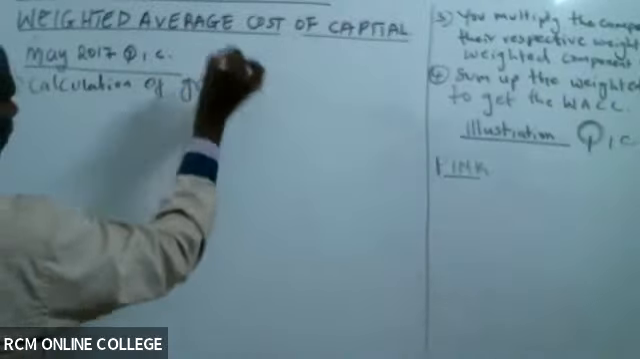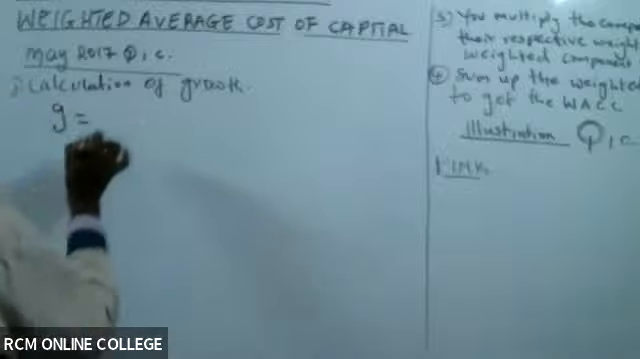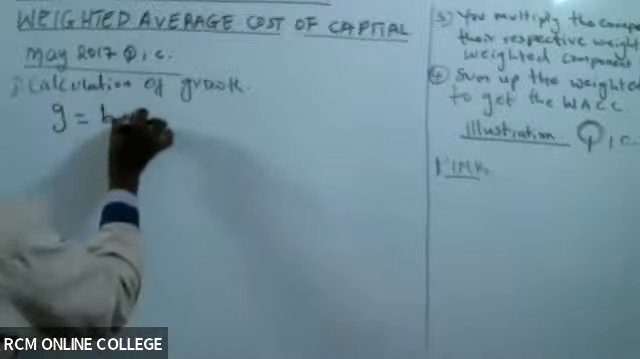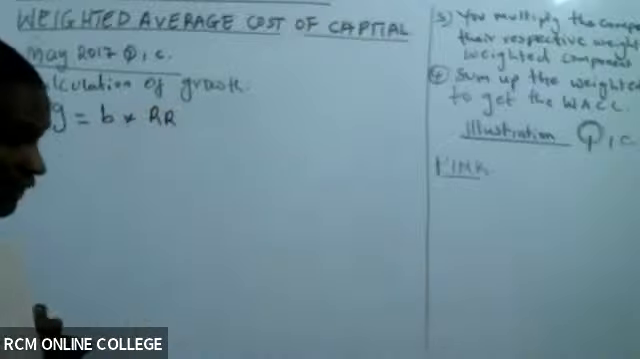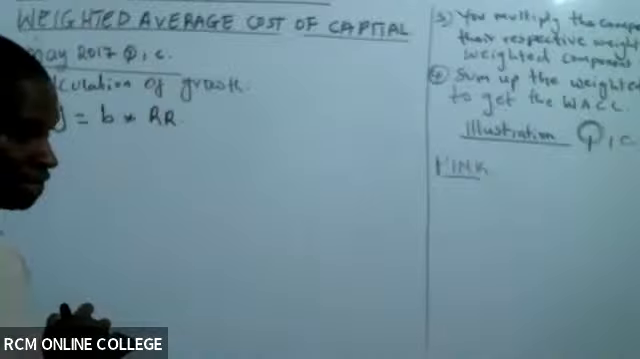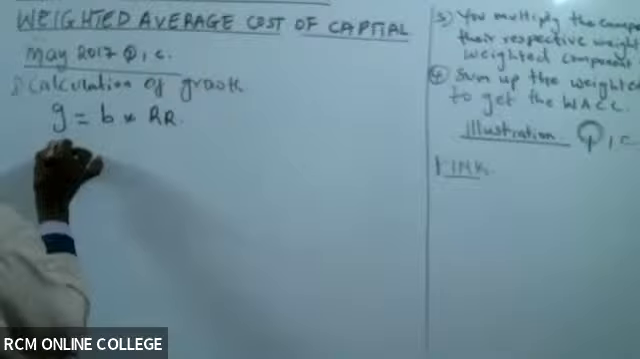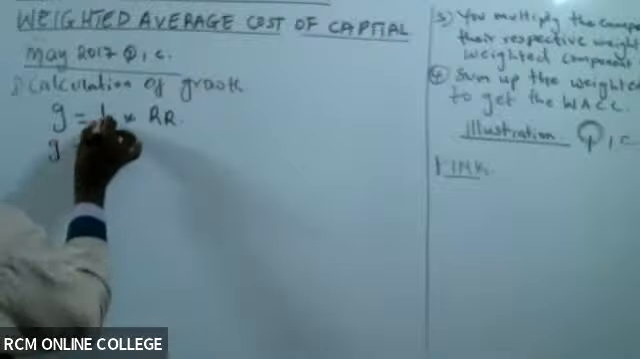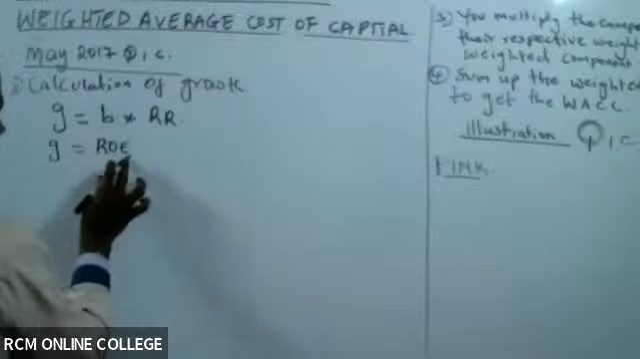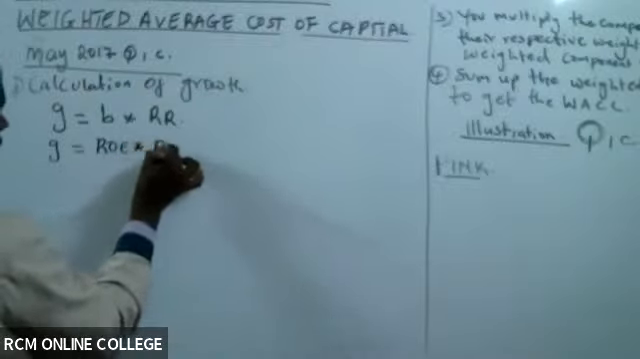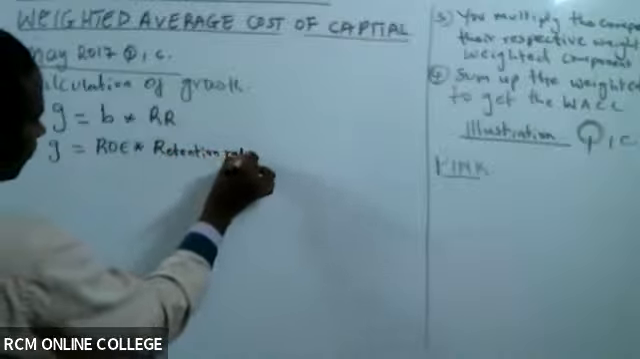The growth, tulisema inakuwa represented by G. G will be given by B multiplied by R. This one, G, will be given by B, is lowering, multiplied by retention ratio.